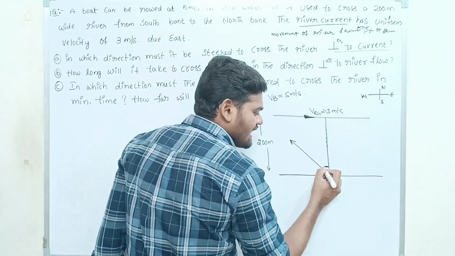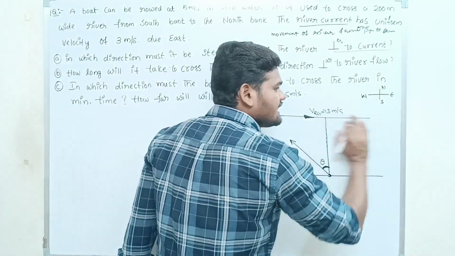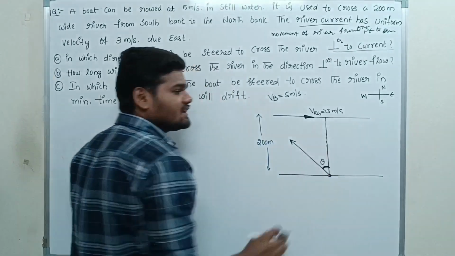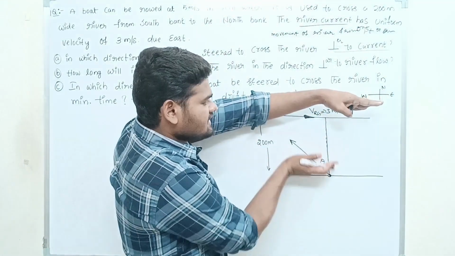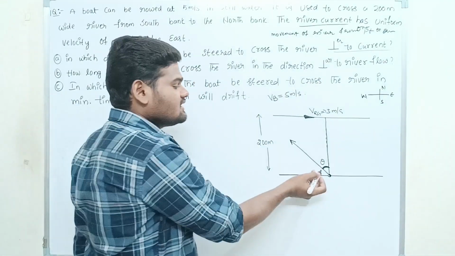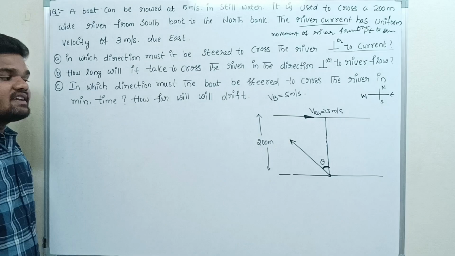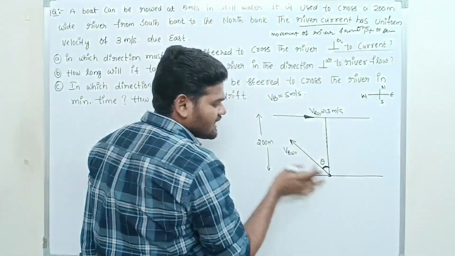So it is making an angle theta with the perpendicular to the direction of flow of river. In this direction the river is moving, and for that this is the perpendicular line. So with respect to the perpendicular, in what direction does this boat have to move? That is the given question. So what is the velocity of the boat? Velocity of boat with respect to water in this direction.